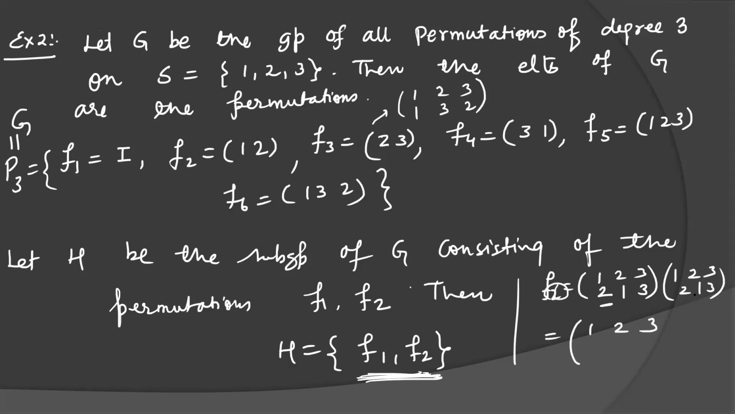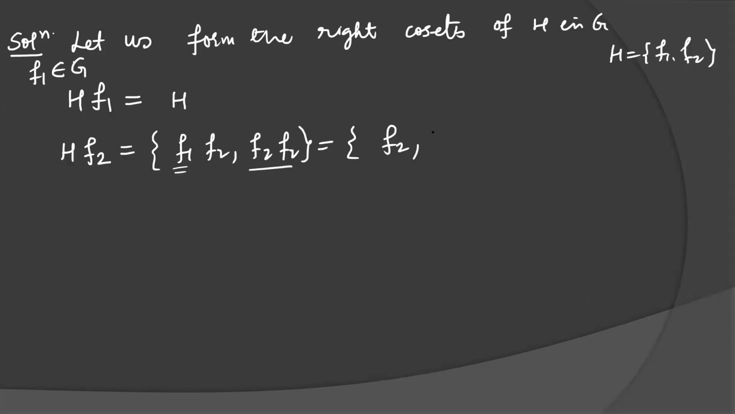1 is going to 2, 2 is going to 1, 2 is going to 1, 1 is going to 2, 3 is going to 3, 3 is going to 3. So it is equal to F1 only. Means this is F1 only. So this is again equal to the H. Okay. Let's see the third, HF3.